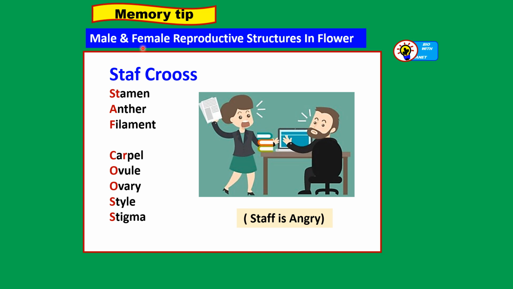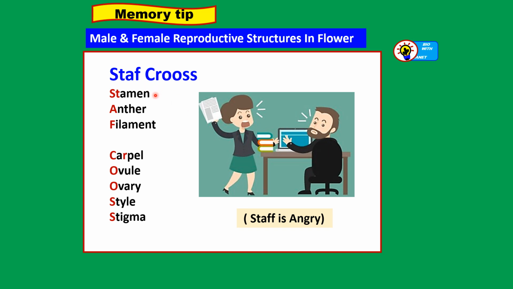Now, memory tip for male and female reproductive structures in the flower. Think of the words "staff cross". The staff, or the worker, is cross. A staff means the workers, and cross means angry, to get cross. So the staff is cross because they have too much work to do and they have low pay. Staff cross, but with 2 O's here.